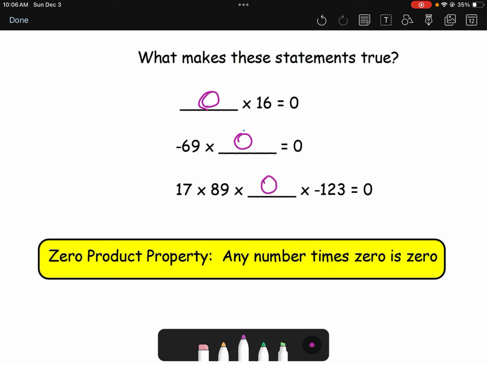Again, that is 0. So your zero product property states that any number times 0 is 0, which I'm sure you guys have heard many times, many years ago, but now we just have a formal name for it. So that's that zero product property.